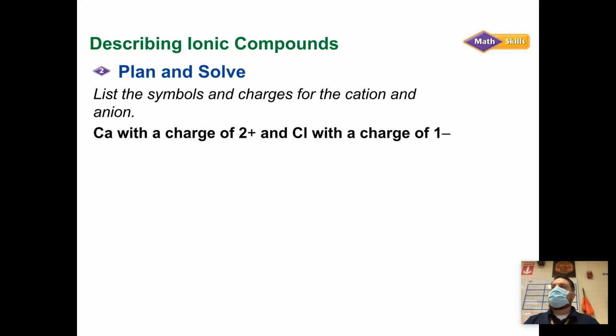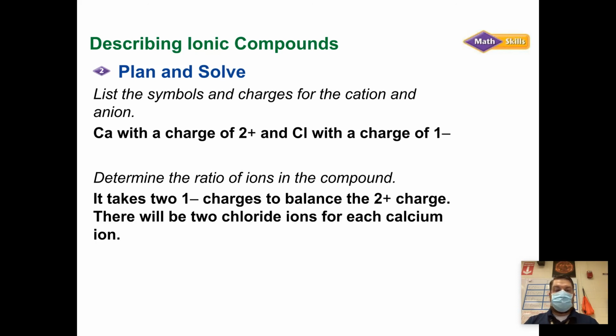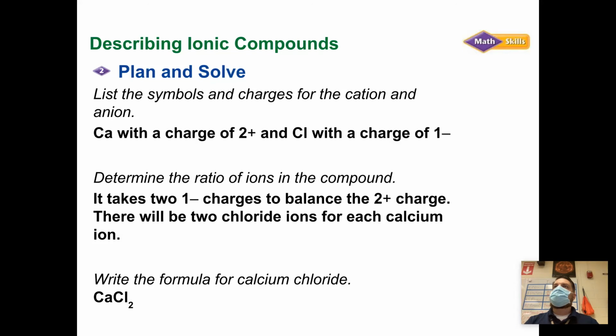So how do I make a molecule that has a 0 balance? Well, I have to determine the ratios. It takes 2 negative charges to balance the +2 positive charge. So I'll need 2 chloride ions for each calcium ion. So the formula for calcium chloride would be CaCl2.